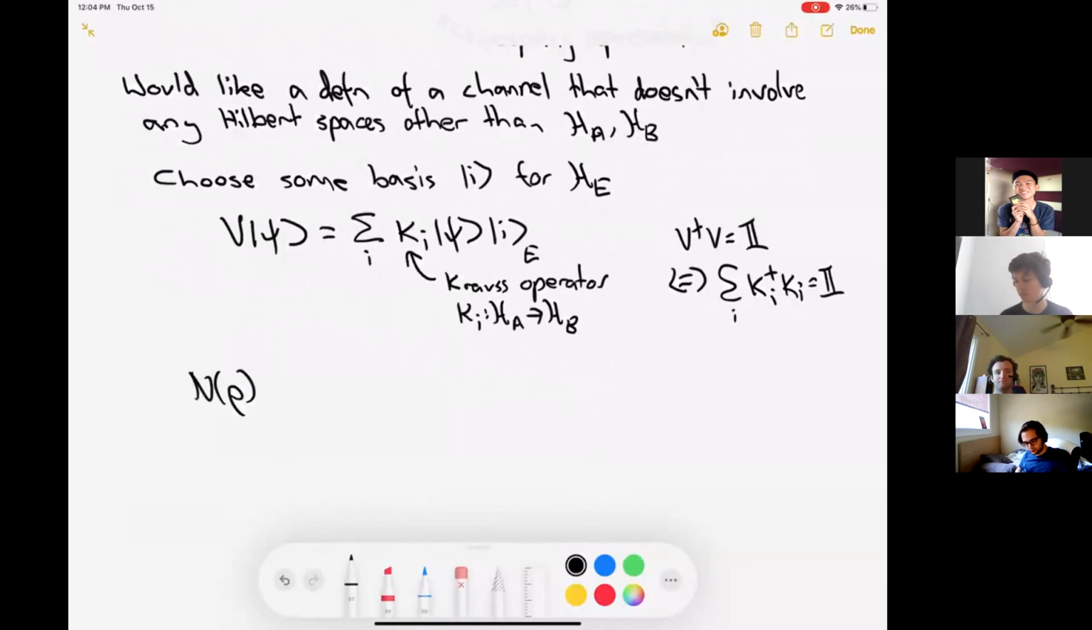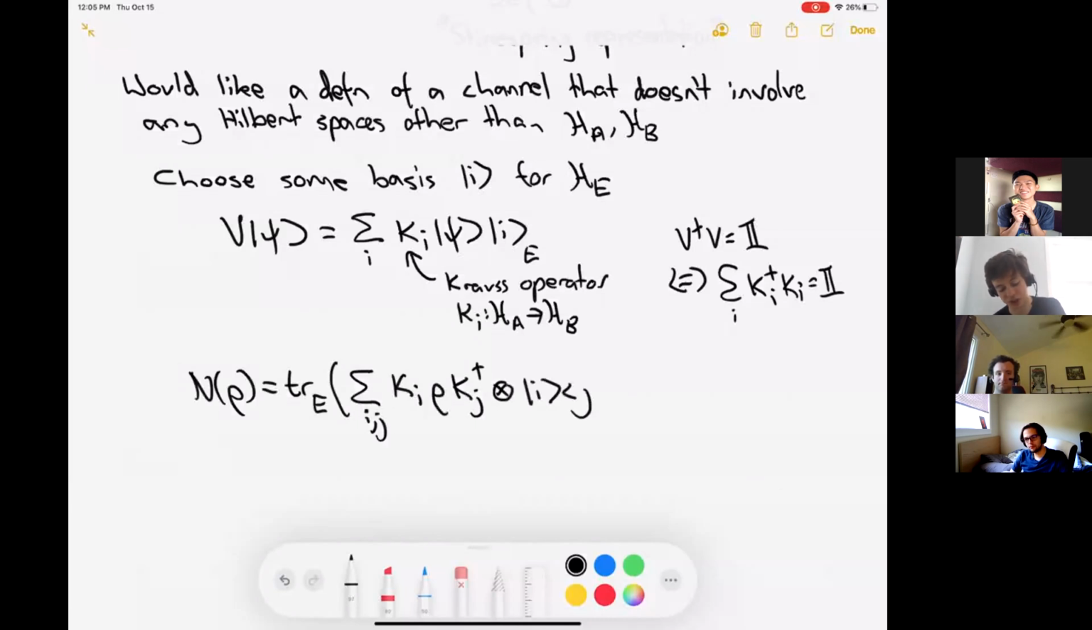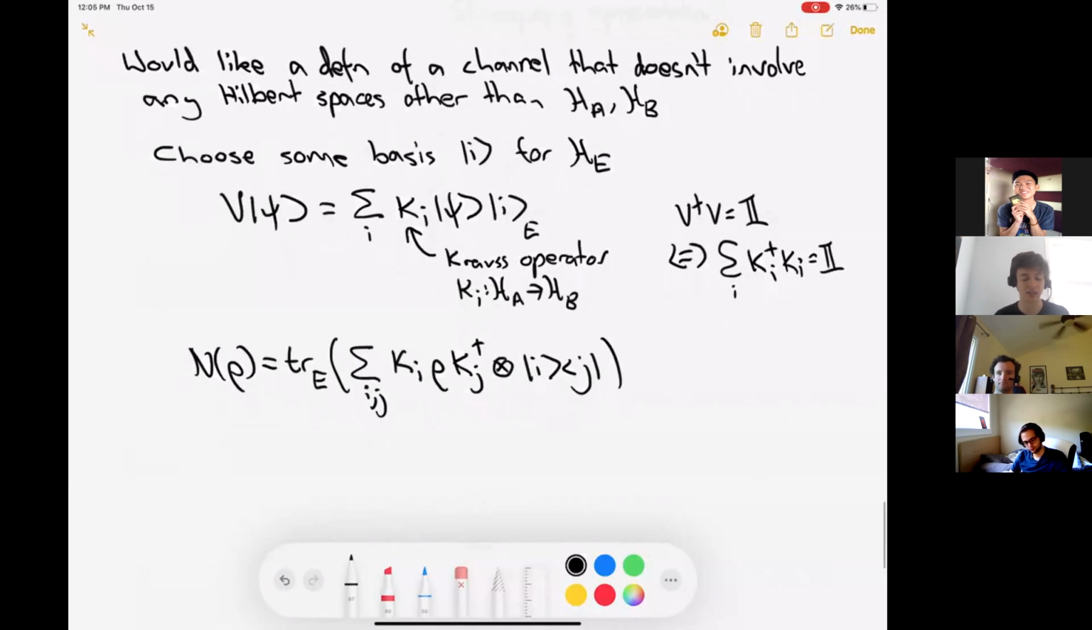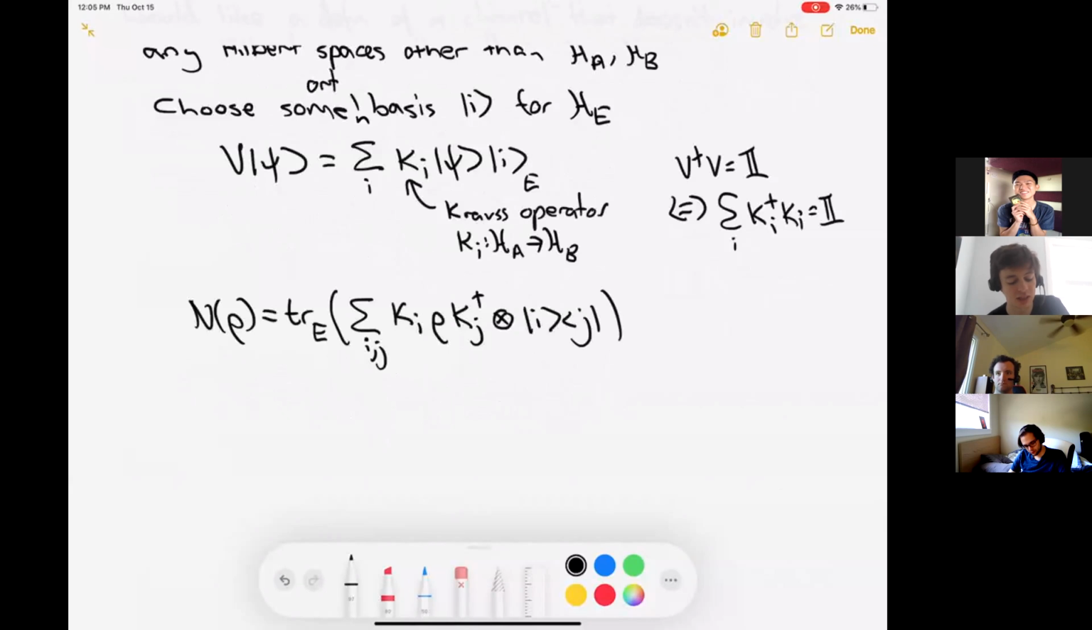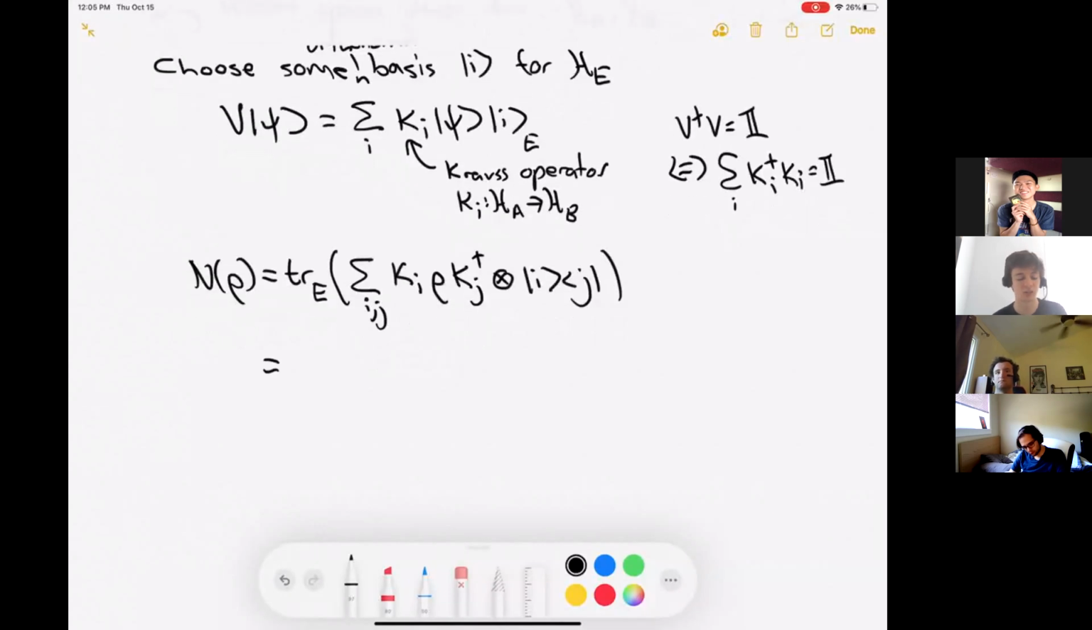And we can now just do the partial trace over E very explicitly, right? So this is the partial trace over E of V rho V dagger. But V is the sum over i of K_i multiplied by ket i, tensored in i. So this is just a sum over i and j of K_i rho K_j dagger tensor ket i bra j. Right, so that's just applying V and V dagger to the state rho. But now this partial trace, these i's are just some orthonormal basis. It kills the off-diagonal terms. And we're just left with N of rho being a sum over i of K_i rho K_i dagger.